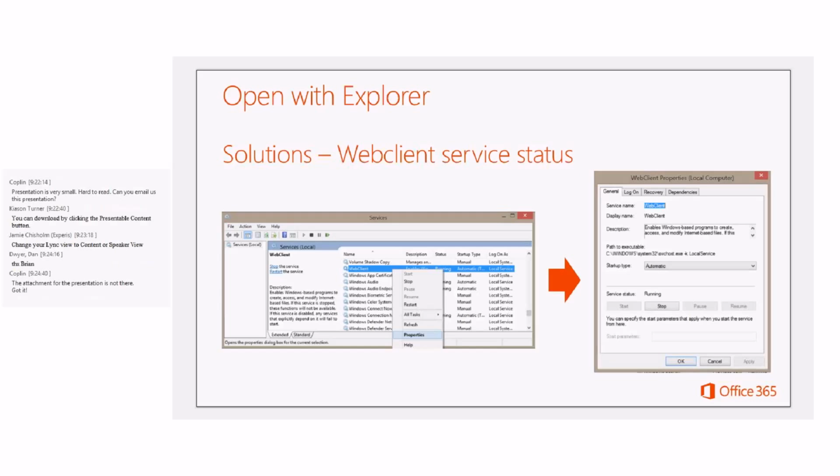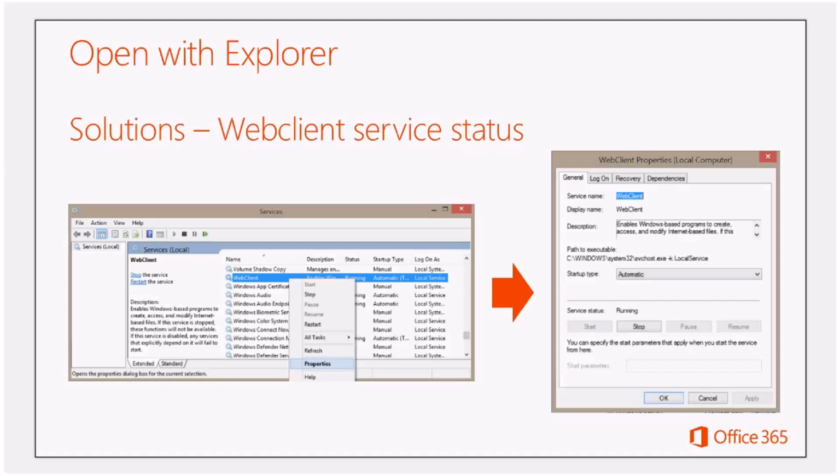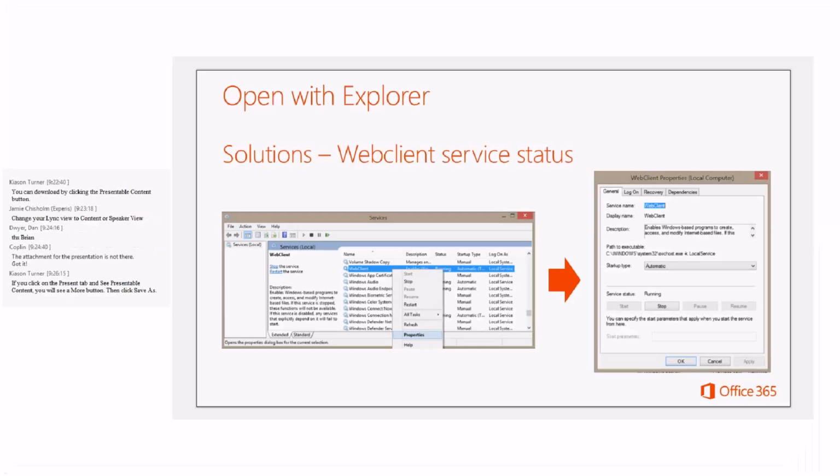Locate the web client service in the list of services. The first thing you want to do is just check it right away and see, there will be a status, and see if it's running. Another option is to right-click it and click Properties, which opens the dialog for the web client properties we're seeing on the right screen capture here on the slide, and confirm the service status is set to running. You do have some options here: start, pause, resume. We're really just concerned that it's running.